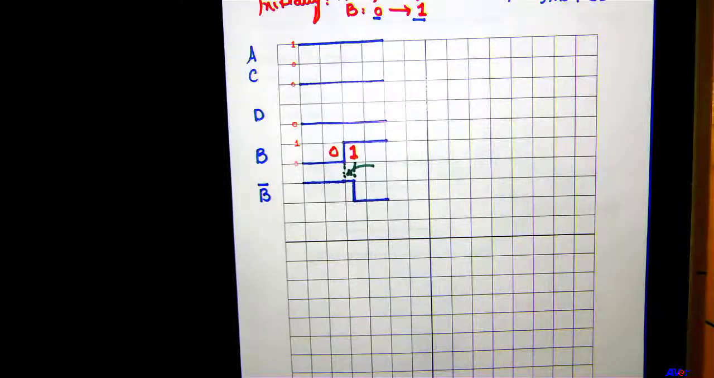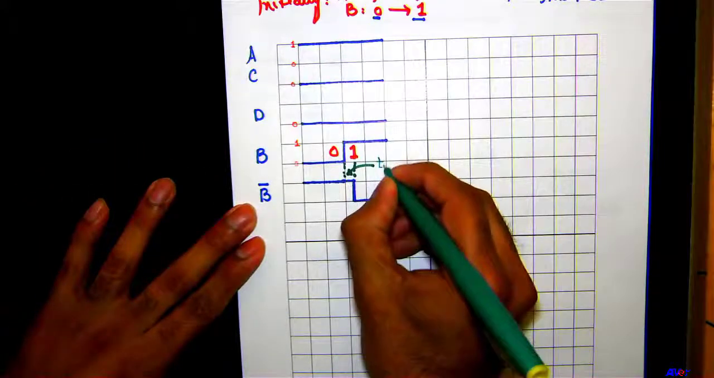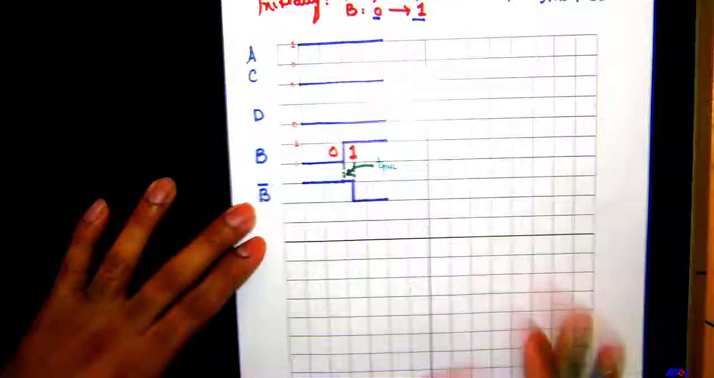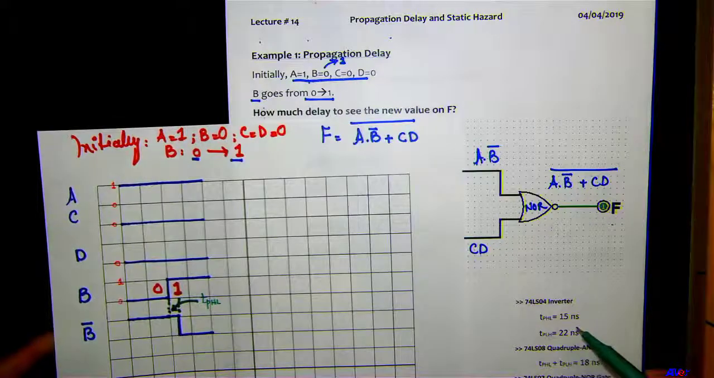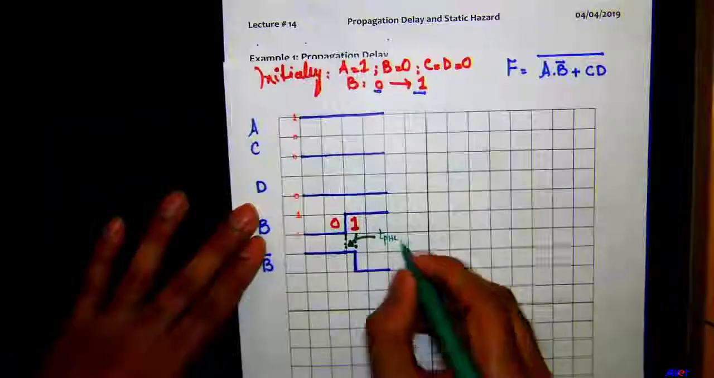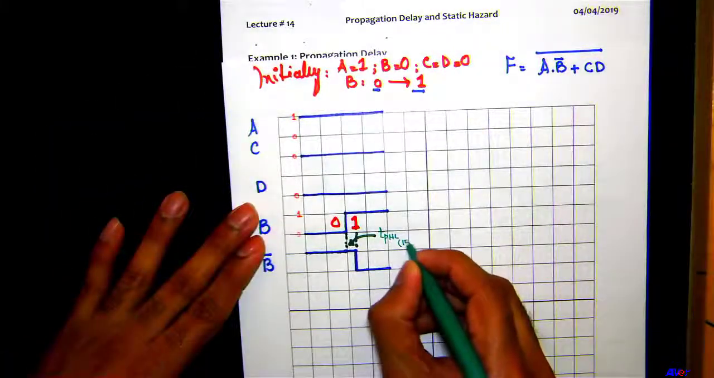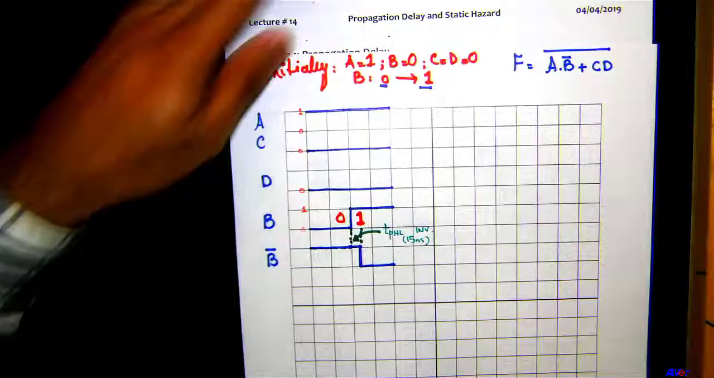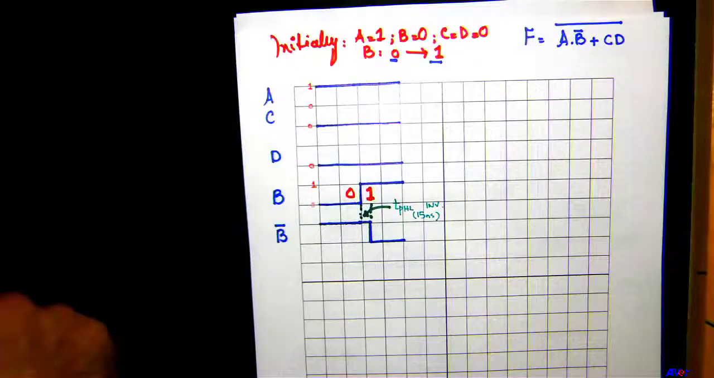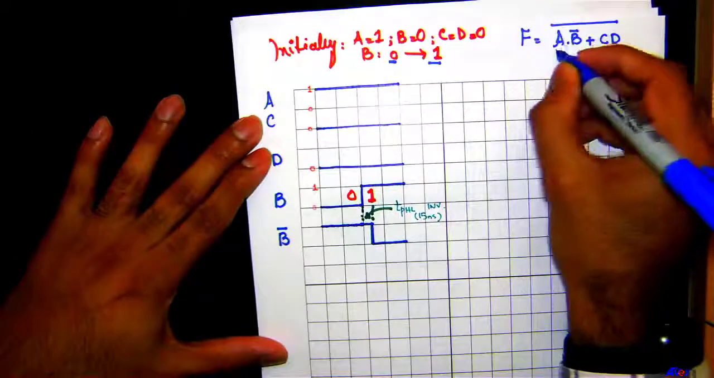TPHL, right? Because it's going from high to low. So TPHL. And how much is it for the 7404 inverter? It's 15 nanoseconds, right? So we will just write down here 15 nanoseconds, and this is for the inverter, okay? I'm now going to work on A dot B bar.